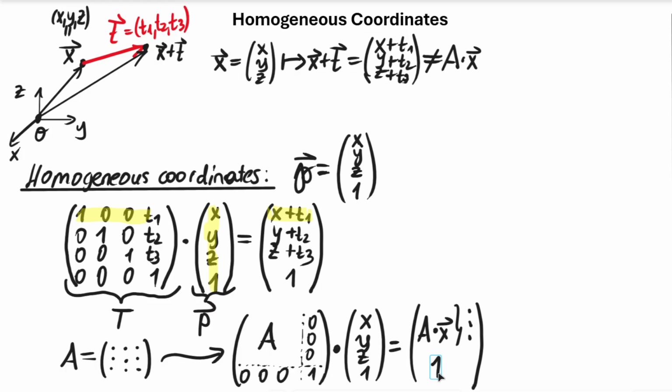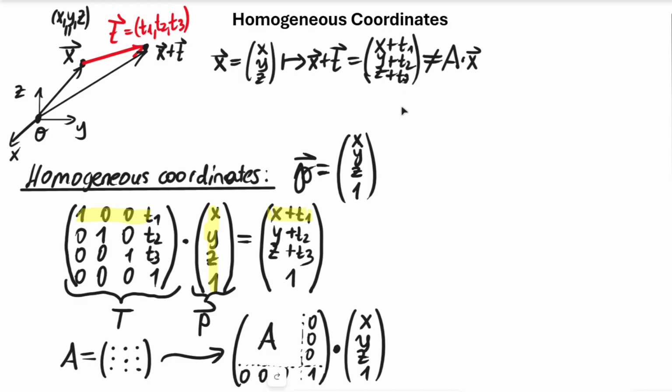This embedding is quite elegant because it allows us to combine rotations, reflections, and now also translations into a unified framework of linear mappings, but now in 4D and not in 3D.